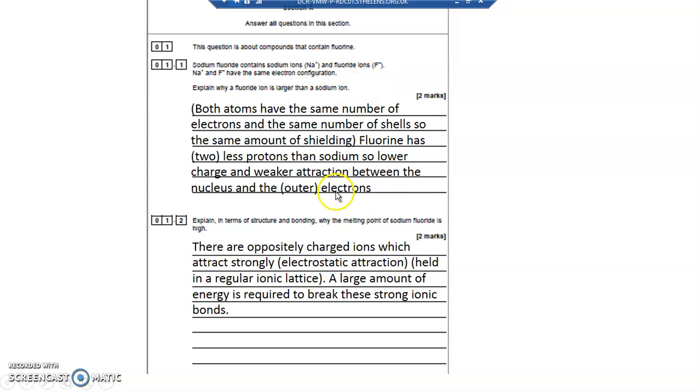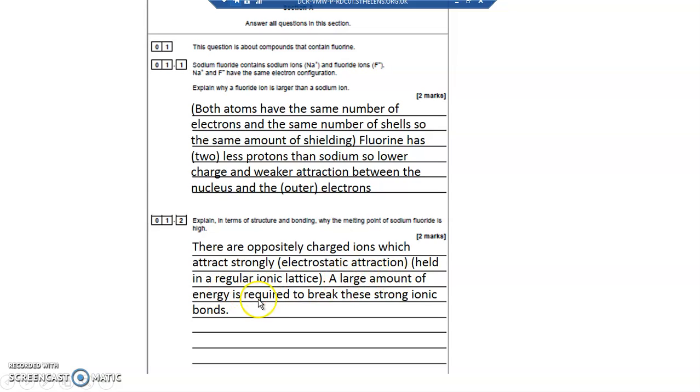And those attract very strongly with something called an ionic bond, sometimes called electrostatic attraction. So because they're oppositely charged ions, they attract very strongly, ionic bonding or electrostatic attraction. They're also held in a regular ionic lattice. That's a good thing to put. It doesn't actually in this case get you any marks, but it's a good thing to put.